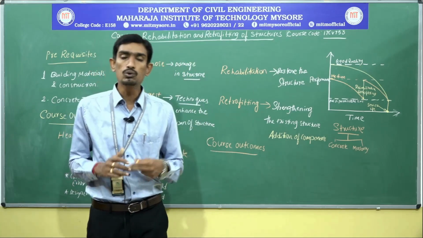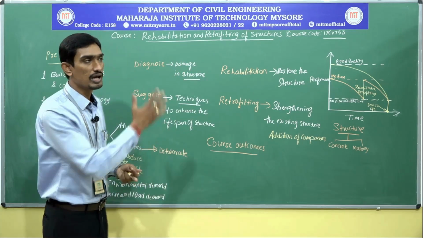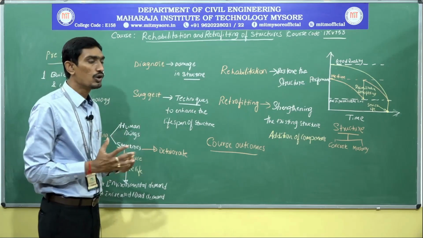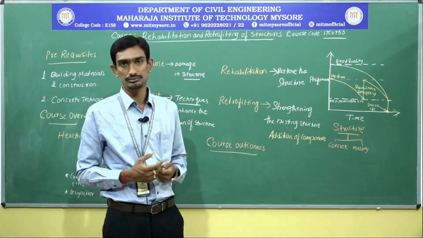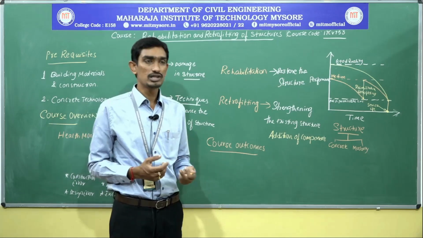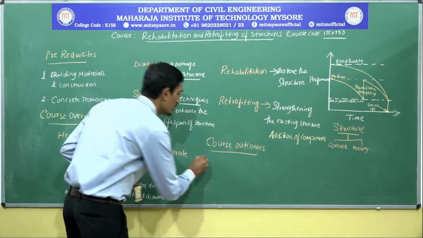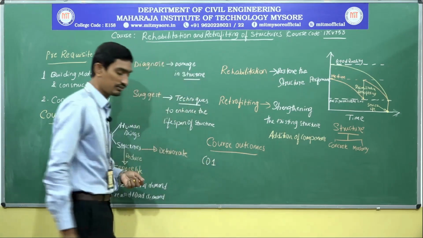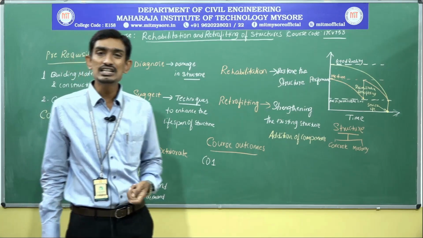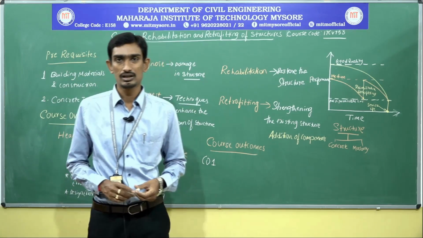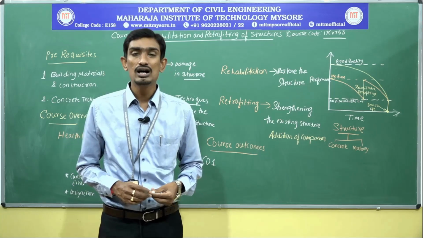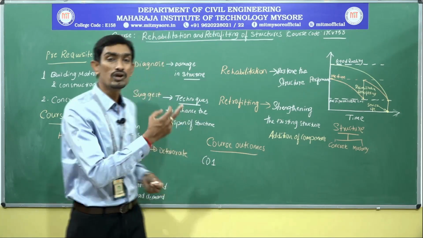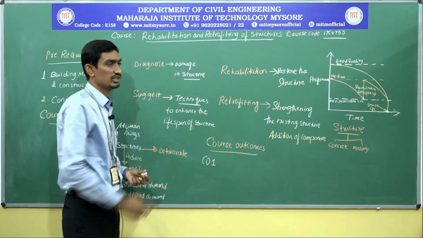So coming to the next part, that is course outcomes. What is the outcome of this course? Now we came to know the overview of the course. Now what are you going to take from this course? The first course outcome, that is course outcome number 1, is apply the engineering fundamentals to know the causes of deterioration of concrete structure.